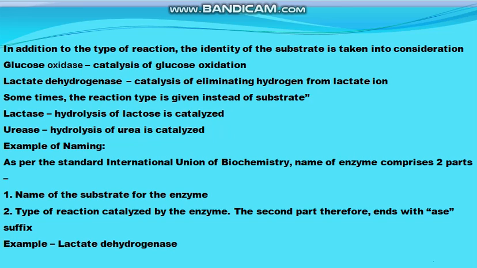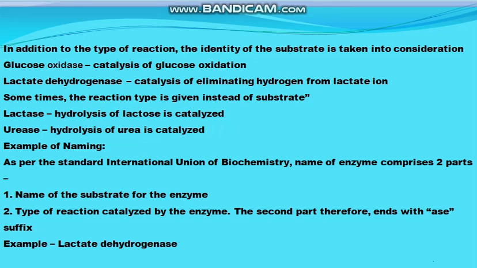And I will give you one example of naming. As per the standard of the International Union of Biochemistry, the name of an enzyme comprises two parts: the name of the substrate for the enzyme and the type of reaction they catalyze. The second part therefore ends with the suffix "ase". For example, lactate dehydrogenase. Lactate is the substrate and dehydrogenase means it dehydrogenates, and at the end "ase" is written. So this is how the naming of the enzymes is done.